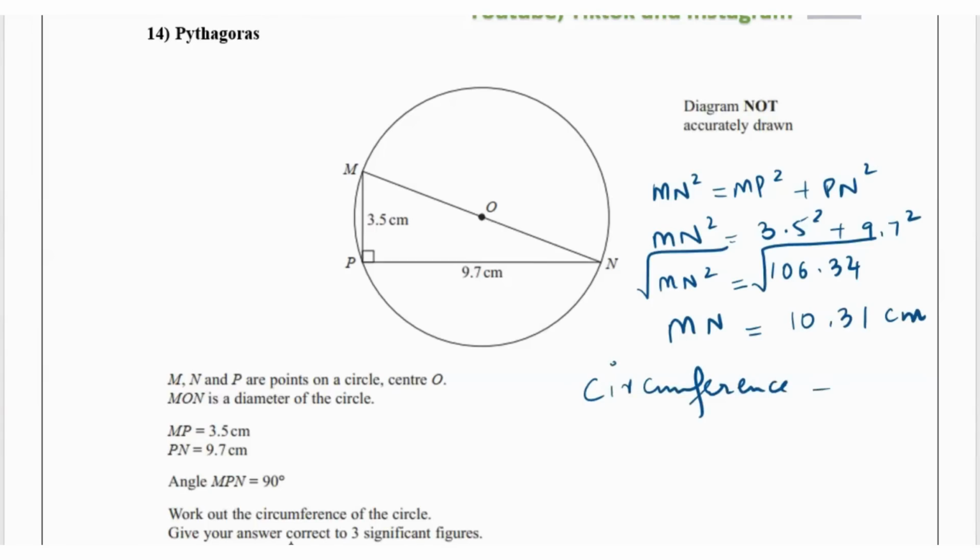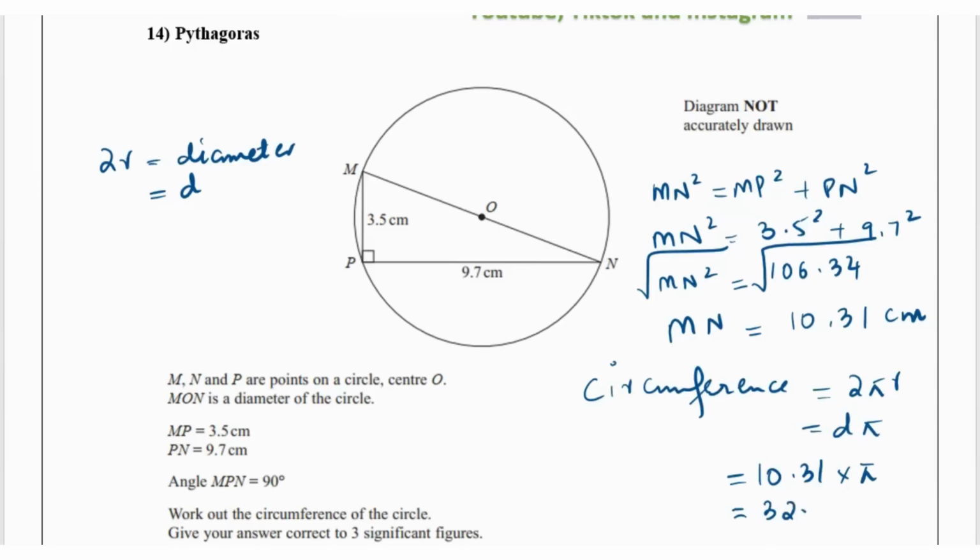Now for the circumference, there are two formulas. Either you do 2 pi r, and since 2 times r is your diameter, we can directly multiply the diameter with pi as well. So since we have the diameter, we can do 10.31 times pi, and that's going to give us 32.4 centimeters as your circumference correct to 3 significant figures.